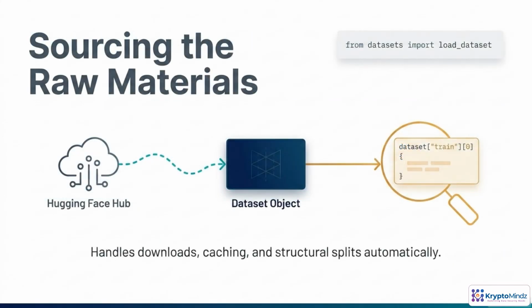The datasets library is your shortcut from the Hugging Face hub to a usable dataset object. With load_dataset, you name the dataset you want, like IMDb, and it downloads, caches, and sets up train, validation, and test splits for you. From there, you can inspect a single example with dataset['train'][0] and check dataset['train'].features to see the schema you'll feed into tokenizers and training pipelines.